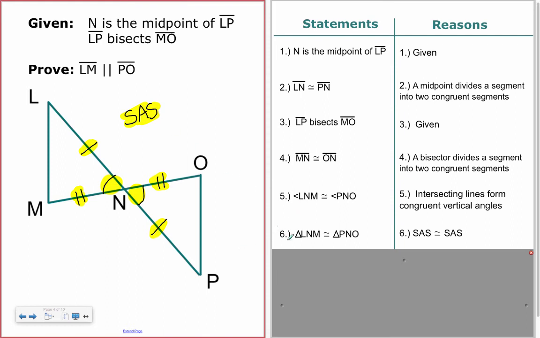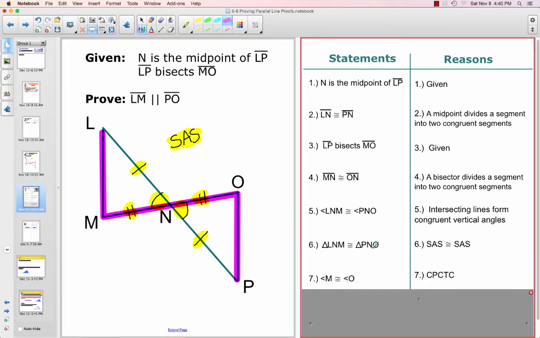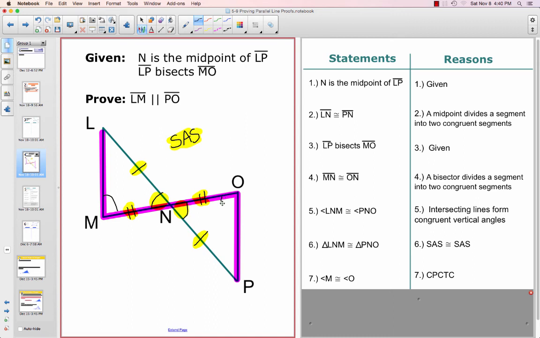And the reason why we did this was because, in order to prove that this line and this line were parallel, we had to show that the alternate interior angles were congruent. Well, since those triangles are congruent, that means all their corresponding pieces are congruent. So therefore, angle M has to be congruent to angle O because of CPCTC. So this angle and this angle are congruent by CPCTC.